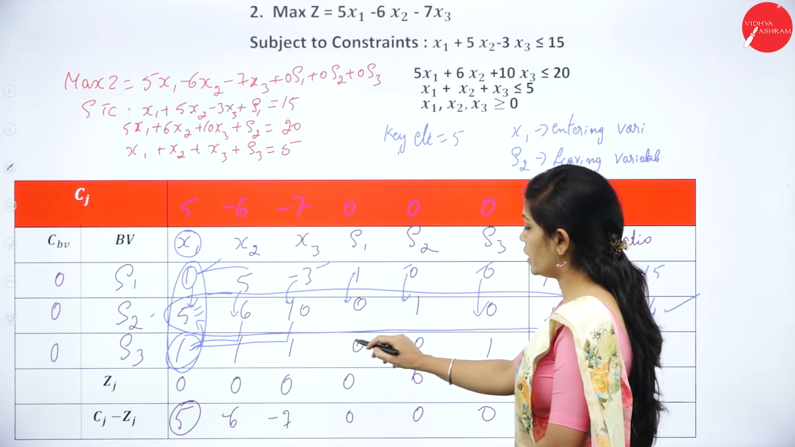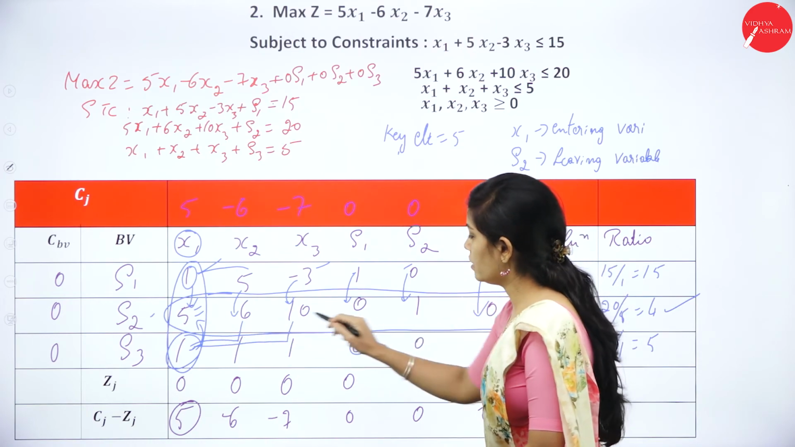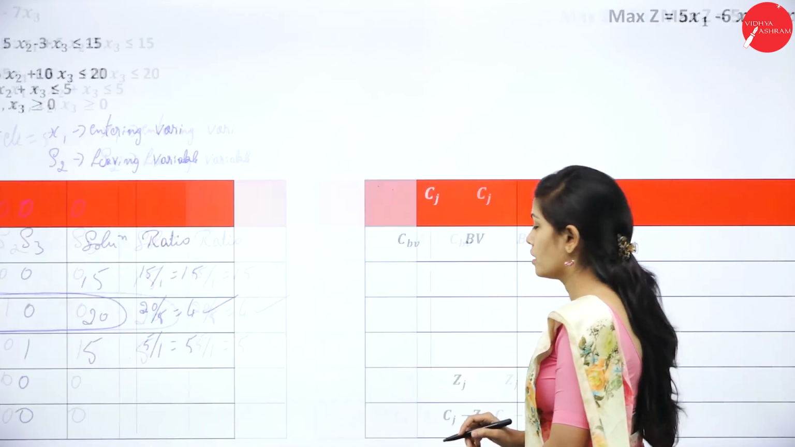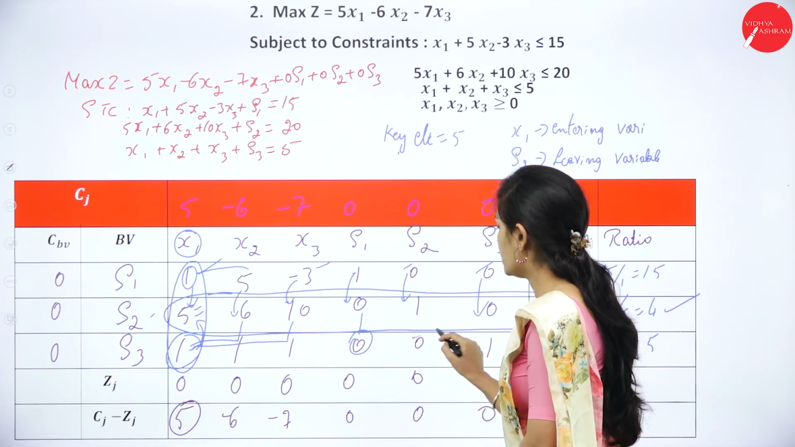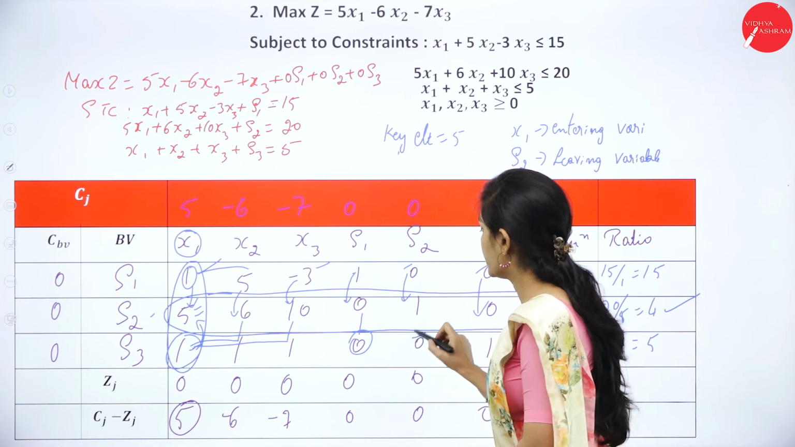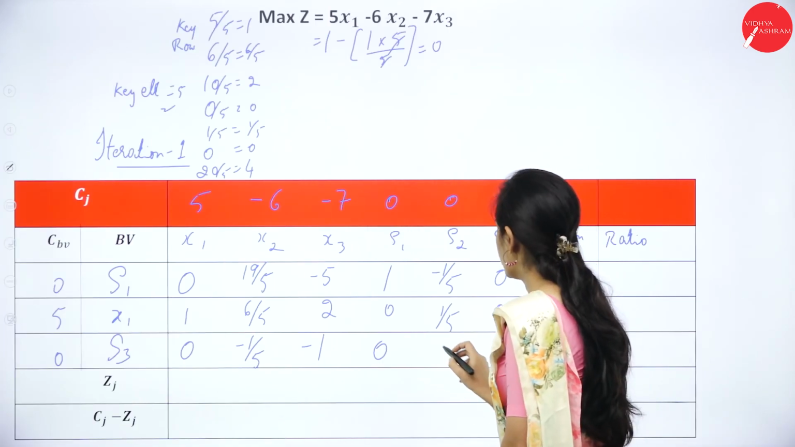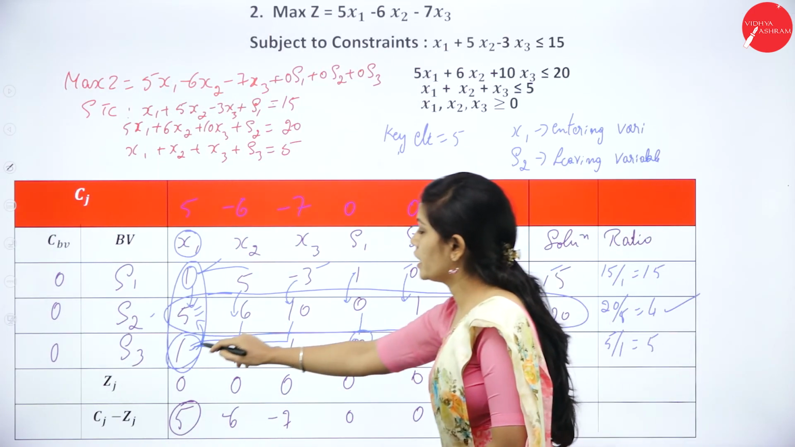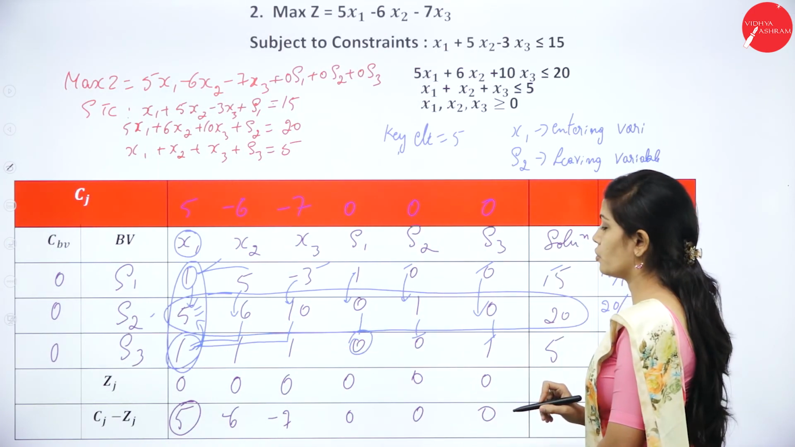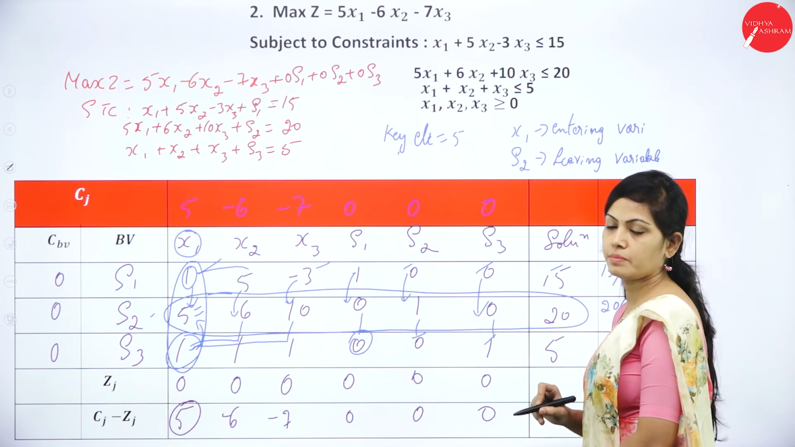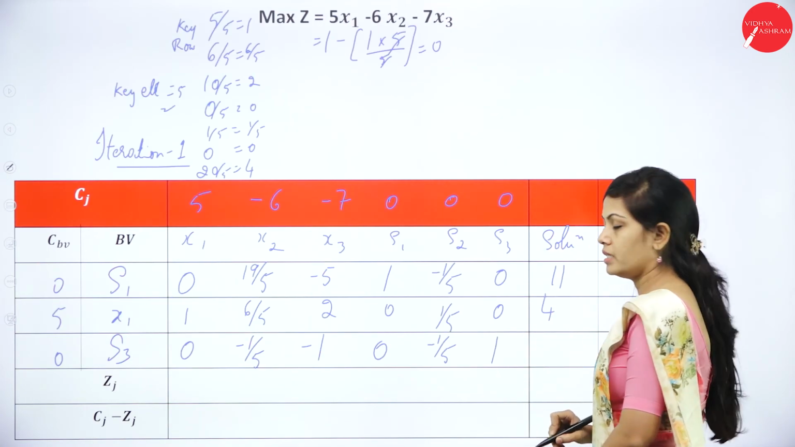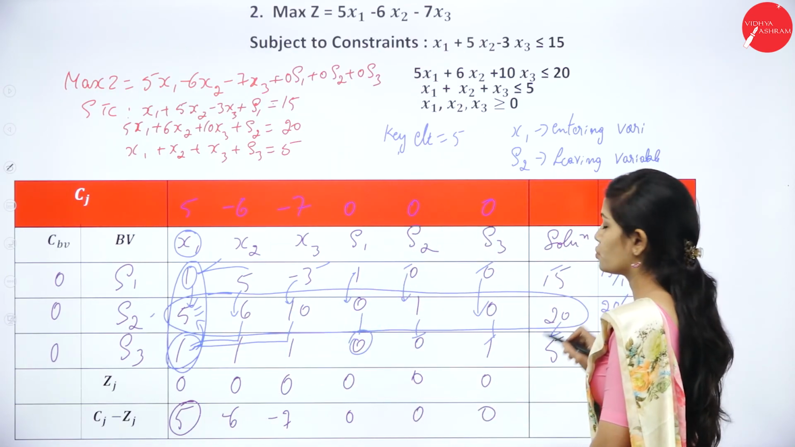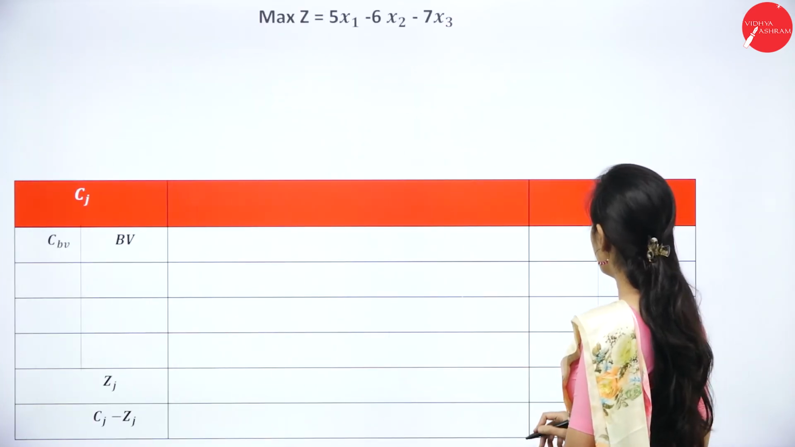And old value is 0, corresponding key column 1 and corresponding key row 0. You will get 0. And the last 3 values: old value 0, corresponding key column 1 and key row is 1. So you will get minus 1 by 5. And old value is 1, corresponding key column 1 and key row is 0 divided by key element 5. So you will get 1. And the last value is 5, corresponding key column 1 and key row is 20 divided by 5. So you will get 1.